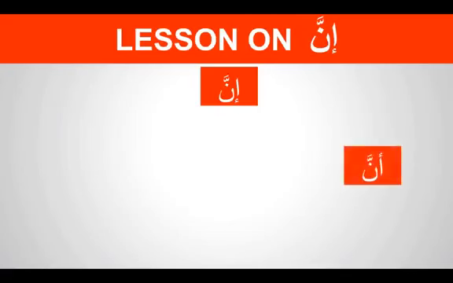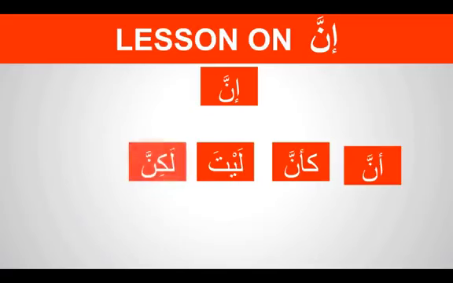This inna has 5 sisters, which means they all behave in a similar way to inna. That means each will have an ismu and a khabar, and it will make a noun mansub. So what are the sisters? They're called min akhwatu inna. These are anna, ka anna, layta, lakinna, la'alla. So these are the 5 sisters. Together: inna, anna, ka anna, layta, lakinna, la'alla.